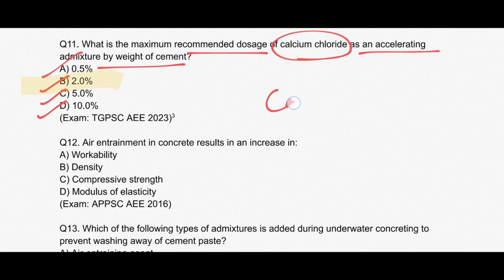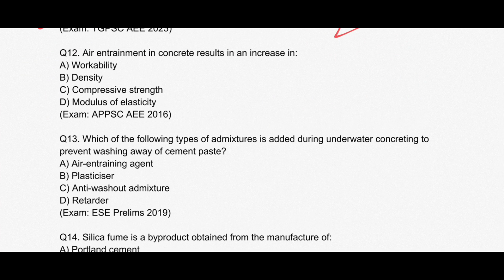మనకి CaCl2 అనేది almost 2% by the weight of the cement యాడ్ చేస్తాం as an accelerating agent లాగా కాంక్రీట్ లో. 12th question. Air-Entraining in concrete results in an increase in option A workability, option B density, option C compressive strength, option D is modulus of elasticity.